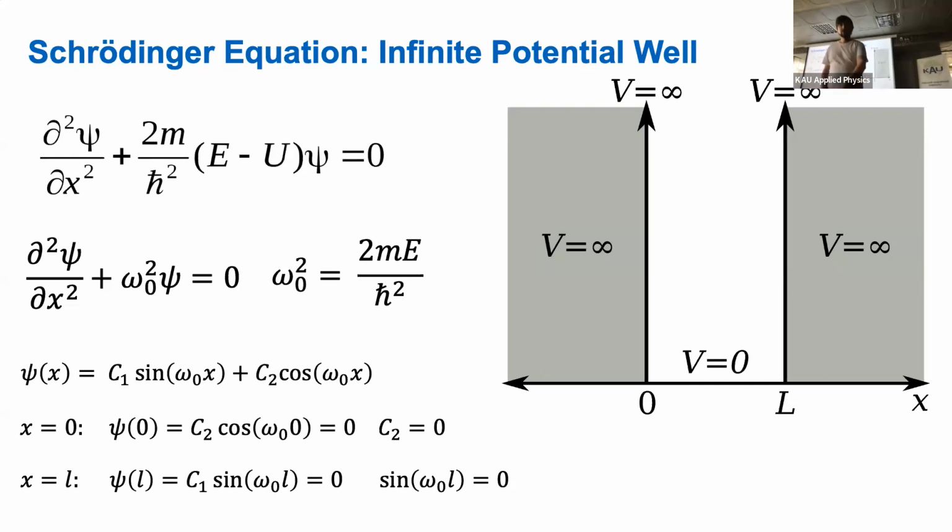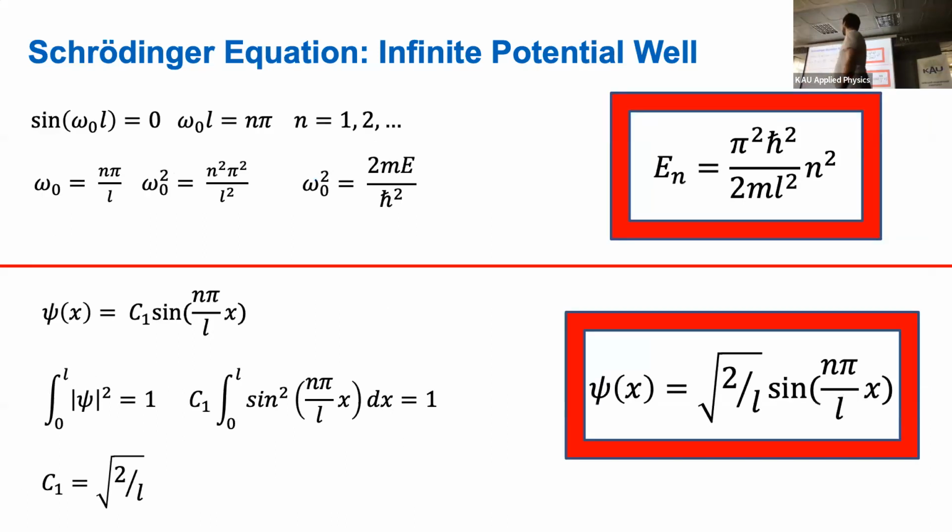It's a very simple trigonometric equation. Sinus omega L equals 0. That's why omega L equals n pi. n is some number like 1, 2, 3, and so on. And we can get the energy from this case. So we get omega equals n pi over L, and then we get the energy.